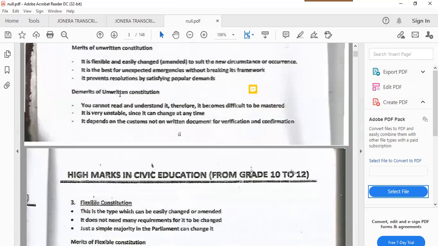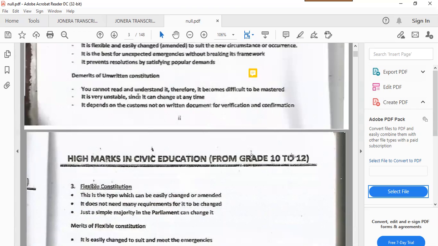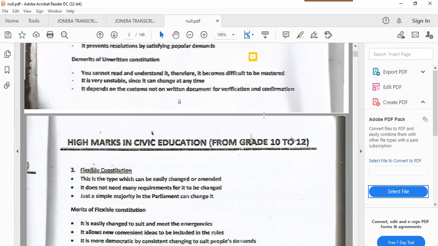So what are some of the demerits? We said demerits are faults or disadvantages. One thing, there is no digital copy. It's unwritten, so you cannot read and understand it. Therefore, it is very difficult to master. You cannot defend yourself. For example, I said in certain countries, women are not allowed to drive. Because it's culturally based, there's nothing you can read and understand to ask why. So you can't understand it, and it's therefore very difficult to master.